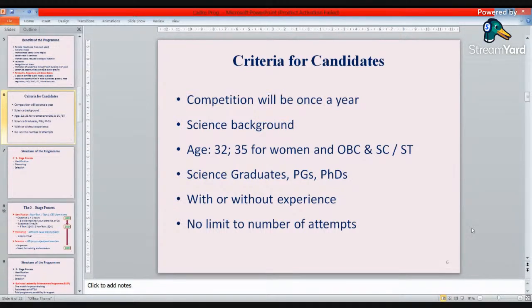And if we are going to take 100 people or 80 people or 120 people in a year, everybody will not get selected. So you have an opportunity to appear next year again. There's no limit to the number of attempts. In many competitions, there is a limit of 2 or 3 times. Here we have not kept a limit. We want to be inclusive.